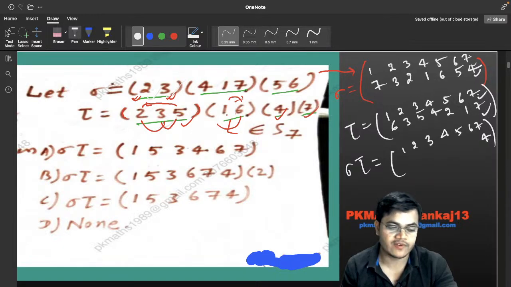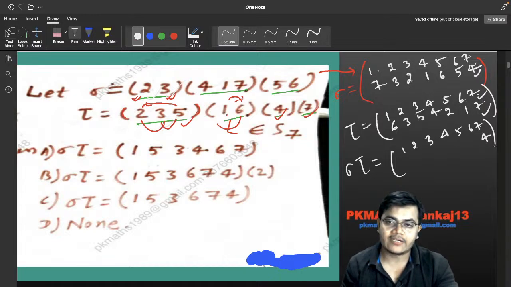So finally our 7 will go to 4. Again you can see 6 is going to 1 and 1 is going to 7. So our 6 will go to where? Yes, 7. Now 5 is going to 2 in tau and 2 is going to 3 in sigma. So in sigma tau 5 will go to 3.